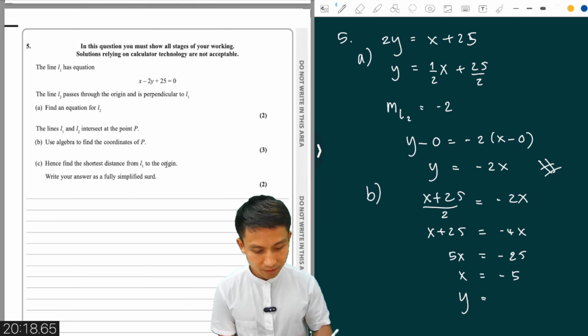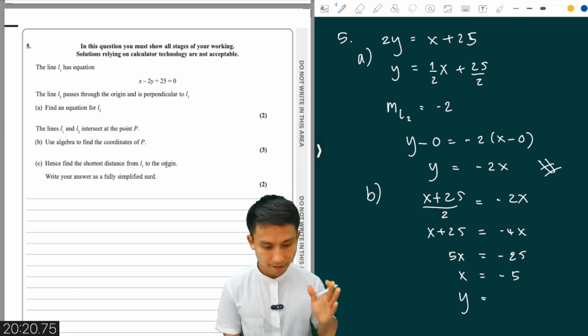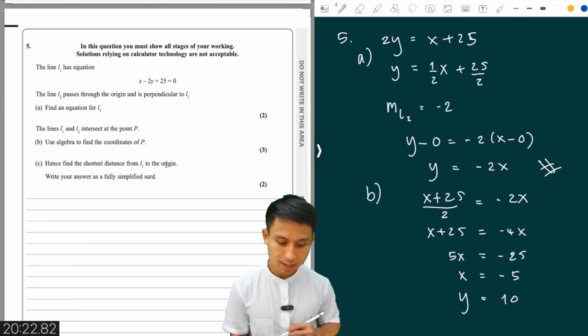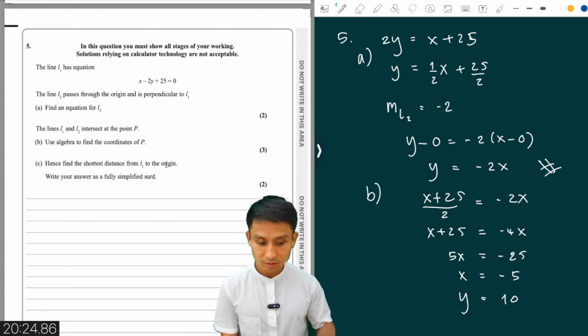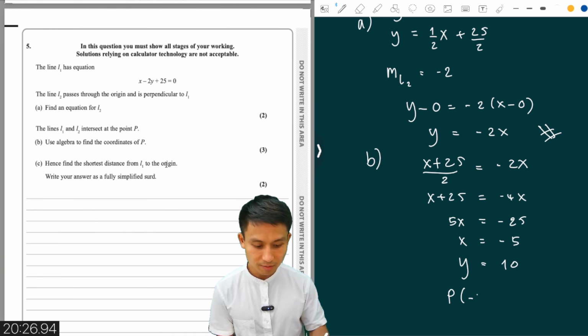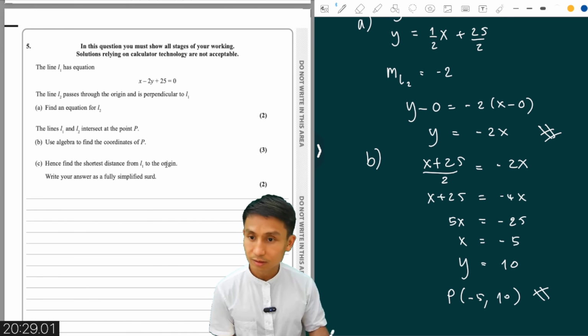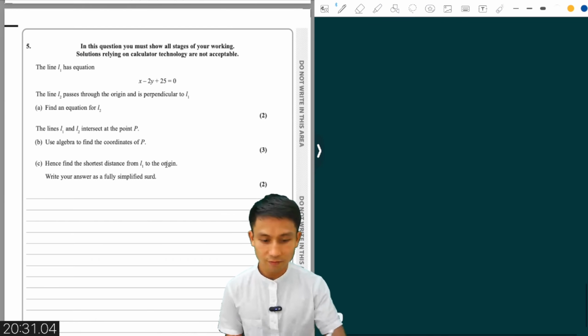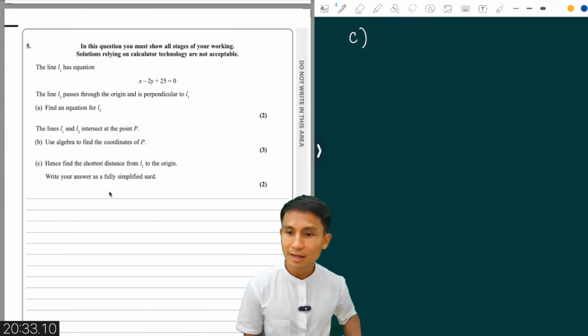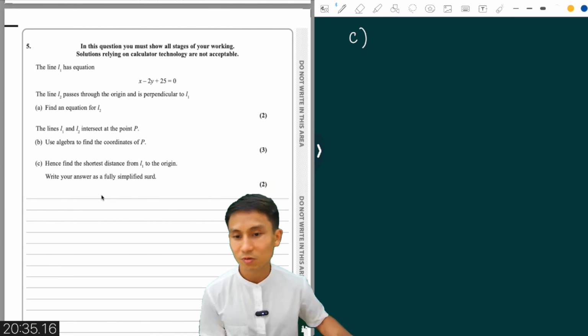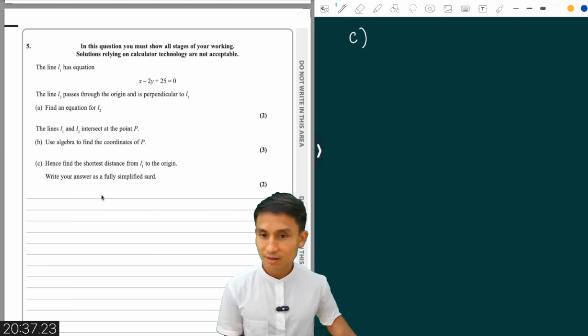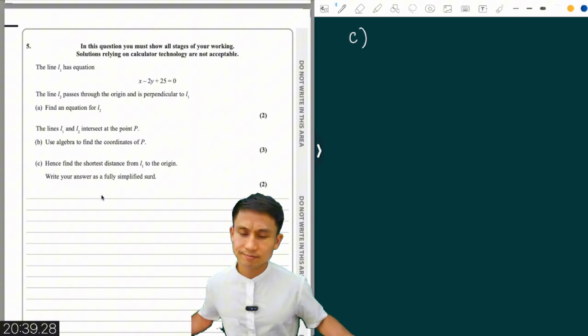If x equals minus 5, then y equals 10. So the coordinates of P are minus 5 and 10. Yeah, that's it for part B. Part C. Hence find the shortest distance from L1 to the origin. Okay, L1 to the origin.